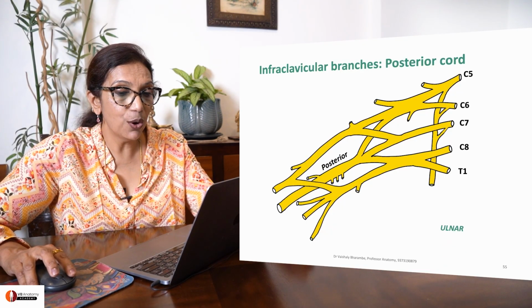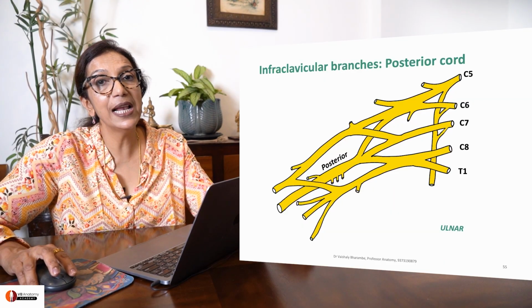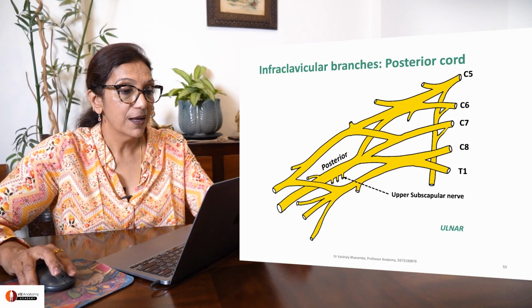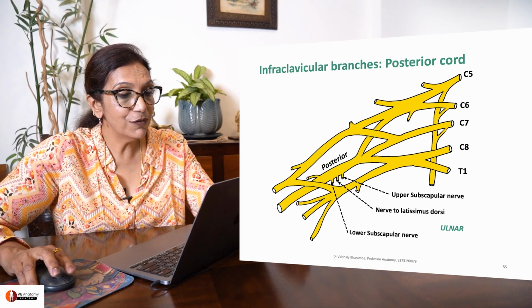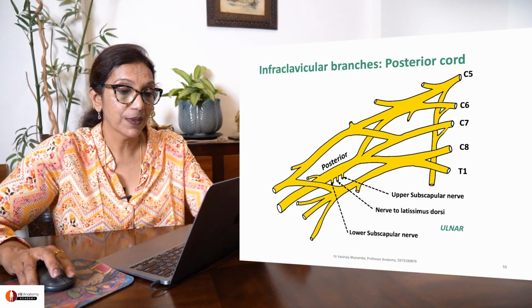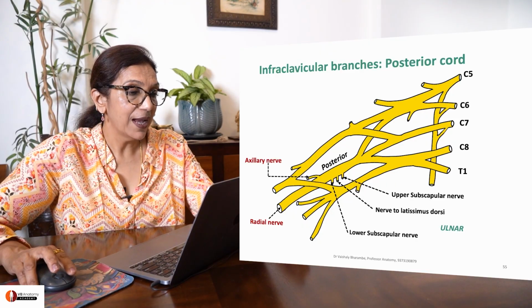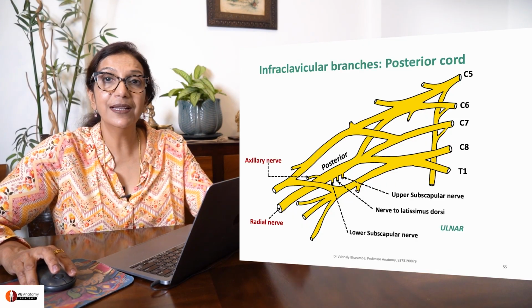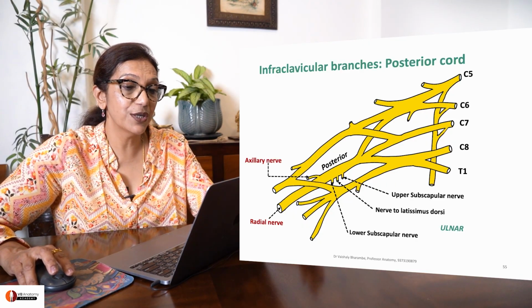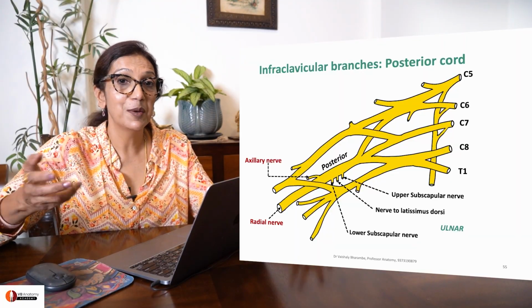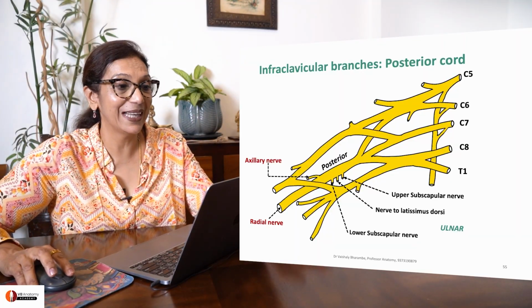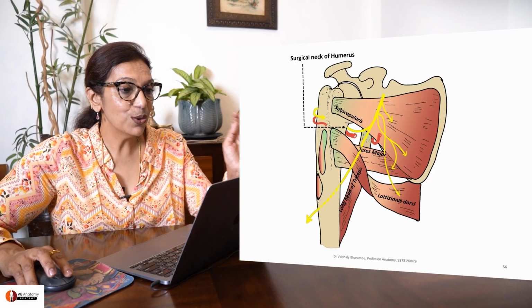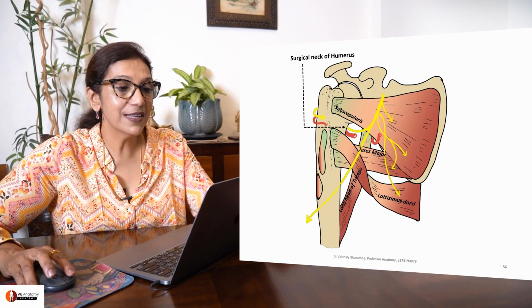The posterior cord has a mnemonic ULNAR. Upper subscapular, lower subscapular, nerve to latissimus dorsi, axillary nerve and radial nerve. Okay, these are the branches of posterior cord. Mnemonic is ulnar, but the ulnar nerve is not a branch of posterior cord. Please remember that. Right. So let's see where these nerves go.